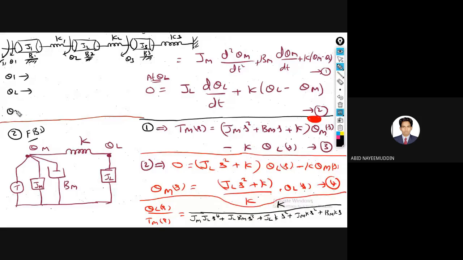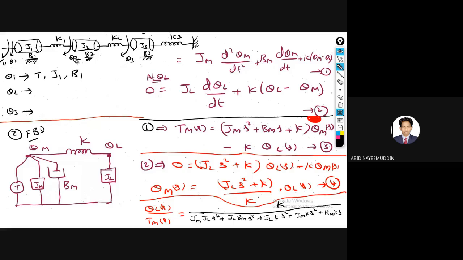Theta 2 and there are 3 nodes, theta 3. You can observe that for theta 1 the elements are only torque T and J1. Now if you consider B1, it can be considered as the other end being grounded for theta 1.